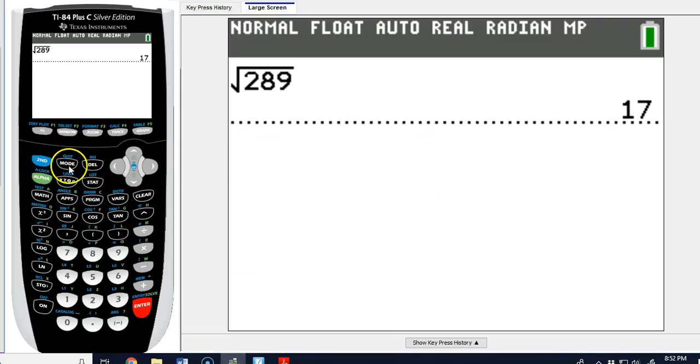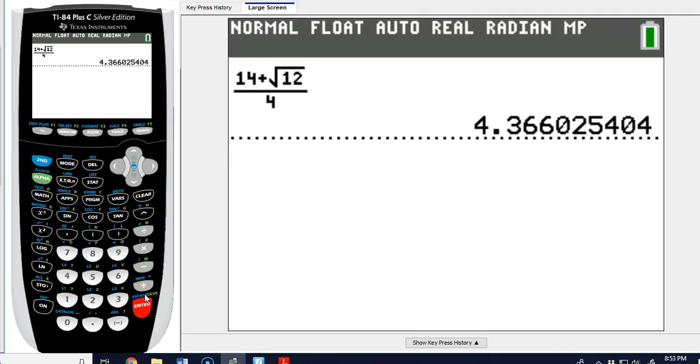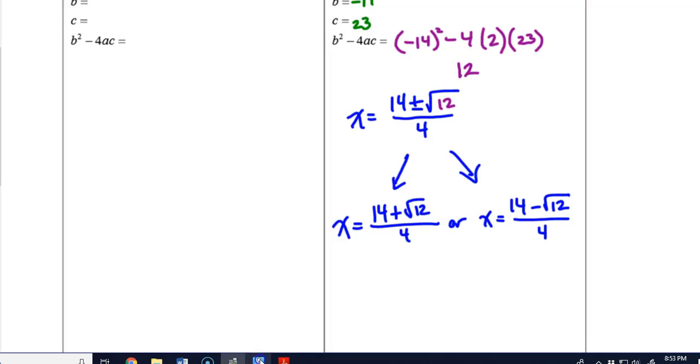So we're going to create a fraction. Okay. It did not tell me what to round to. I'm going to round to the nearest hundredth. 4.37. Okay, your teacher or your instructions should always tell you what to round to in the question. So this root works out to be 4.37.